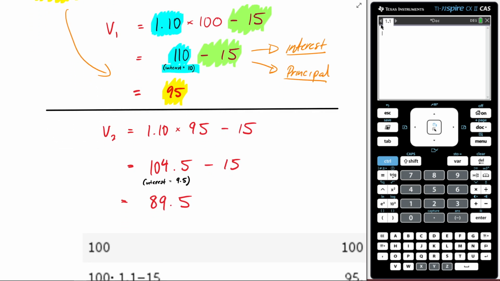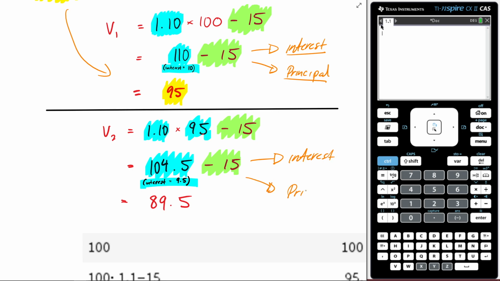And then the process repeats, in which I am figuring out, again, 10% of the balance, which now means I'm earning an interest of 9.5 in the second month, which brings me up to this. But again, what I'm doing is I'm withdrawing $15, which means I'm taking out the interest and a bit of the principal, which means that the balance is going to decrease.